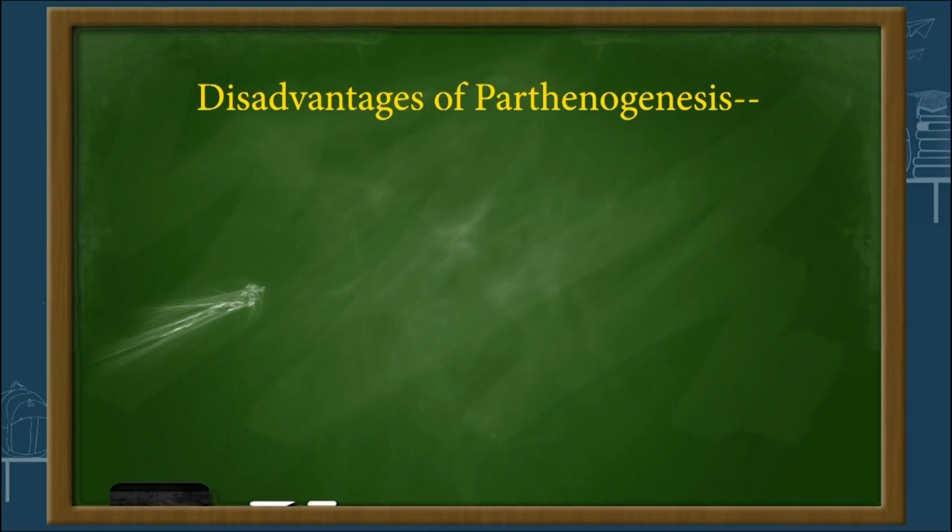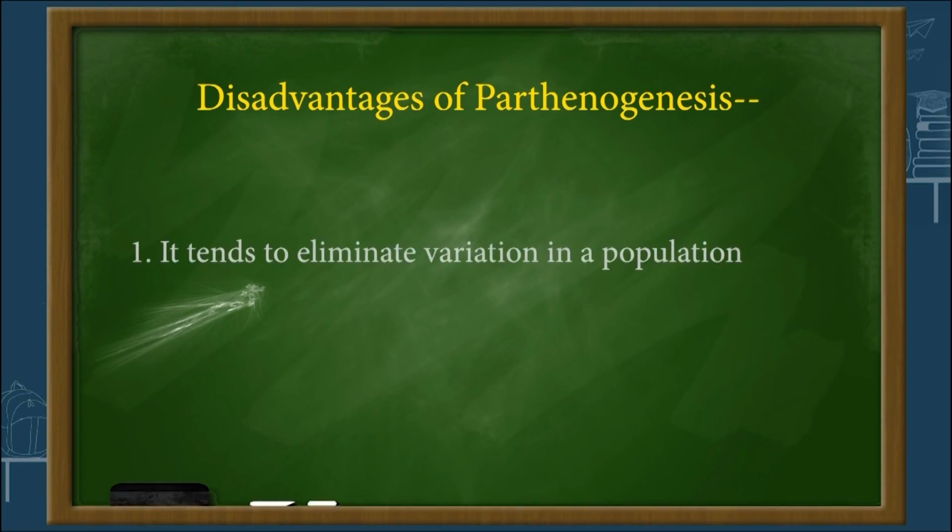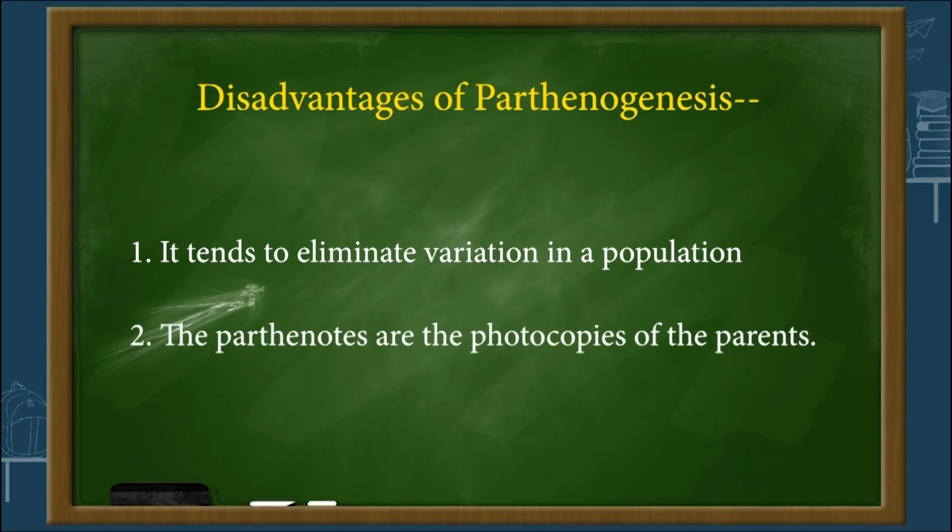Let us also look at the disadvantages of parthenogenesis. The main evolutionary disadvantage of parthenogenesis is that it tends to eliminate variations in a population. The offspring developing are more alike to, and mostly photocopies of, the parents, whereas a sexually developed offspring exhibits marked differences from the parents.